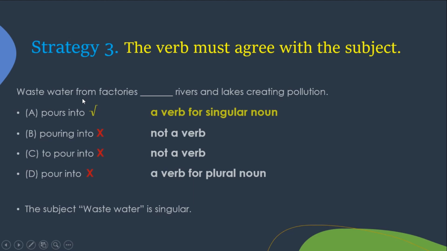Okay, and the verb that shows singular is A, pours into, and B and C, they are not verbs, while D, it is a verb, but this is for plural, not for singular. Okay, that's why the best answer is A.